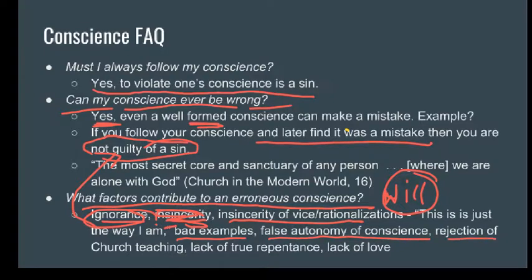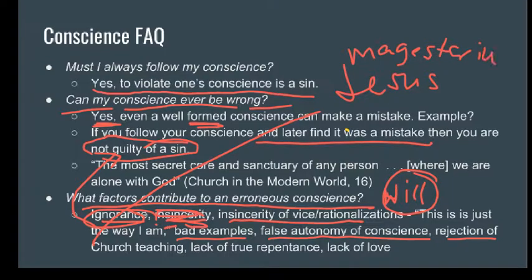Rejection of church teaching. So if you basically put your own opinion above the church, remember, Jesus gave the church his authority to teach through the magisterium. And to just say to yourself, well, the church is wrong, or I don't believe the church, to say that is going to lead to an erroneous conscience. Jesus didn't come and hand us a book. He came and gave us a church so that we could be guided by him continually through the Holy Spirit.